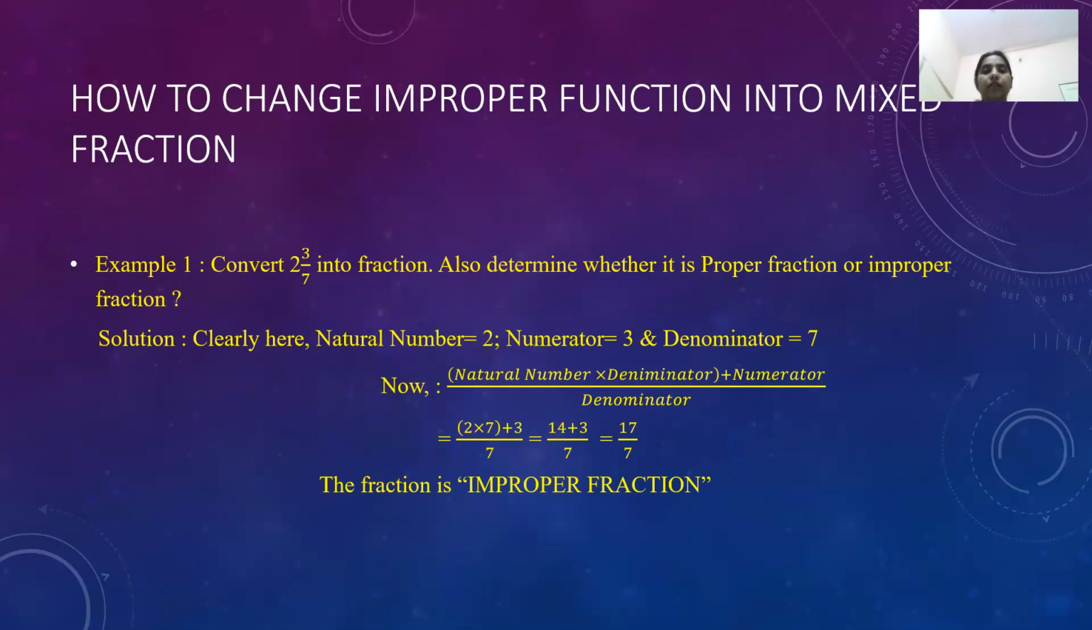The formula is: the whole number, or we can say the natural number, will be multiplied by the denominator plus the numerator, divided by the denominator. In this example, we can see we have to convert 2 3 by 7 into an improper fraction. Also determine whether it is a proper fraction or an improper fraction.